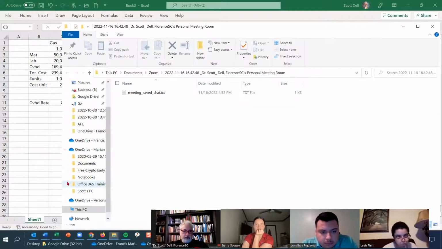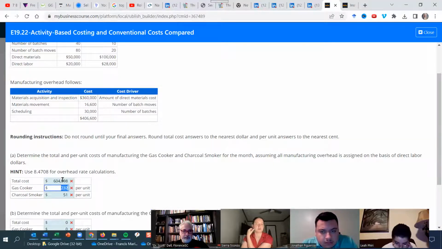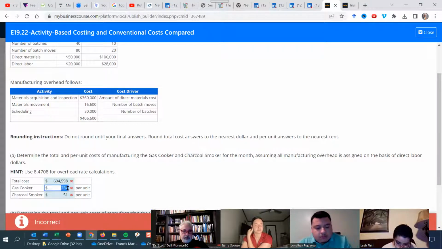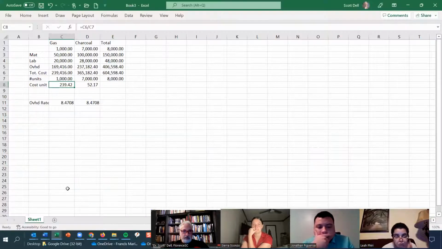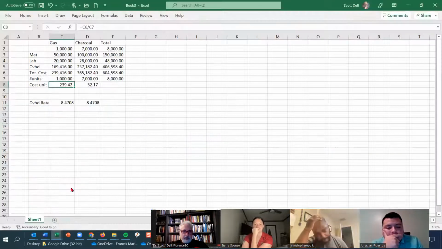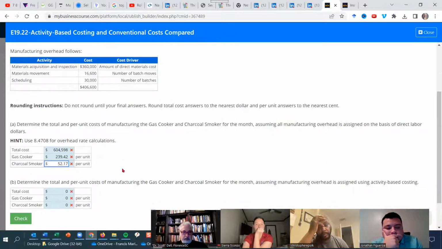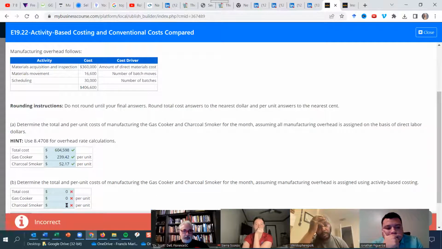I got no decimal, right? I think for the per unit cost, it wants it to the cent. Okay, so it does want the cents, so 239.42. The other one should be 52.17. 52.17, very good. Let's see if it likes that any better. It likes that a lot better. Okay, good catch, guys. Thank you.